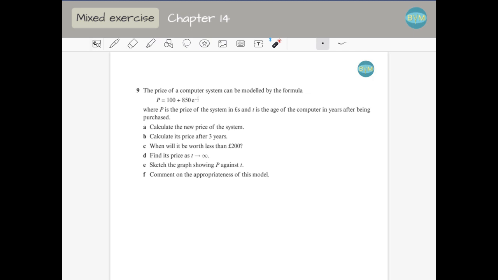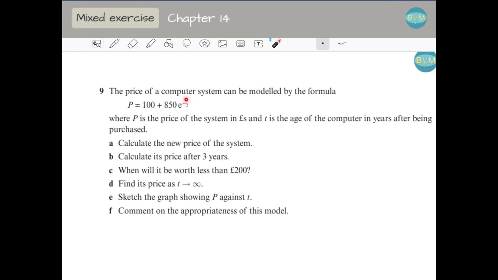Hello, this is question 9 on your mixed exercise 14. So the price of a computer system can be modeled by this formula, which is an exponential with a negative exponent, which means it's decreasing with time, which is what happens with computers really.